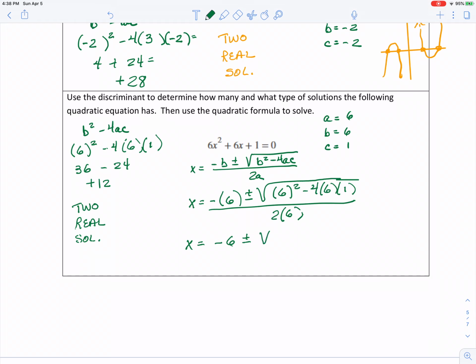So now I'm just doing the arithmetic. So 6 squared is 36. Negative 4 times positive 6 times positive 1 is negative 12. I'm sorry, my brain is ahead of myself. Negative 24. And 36 minus 24 is 12. That's the 12 my mind keeps trying to talk about.